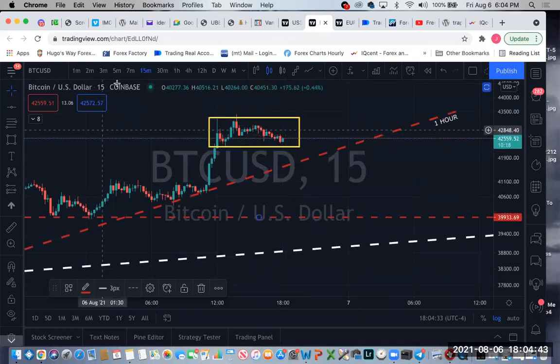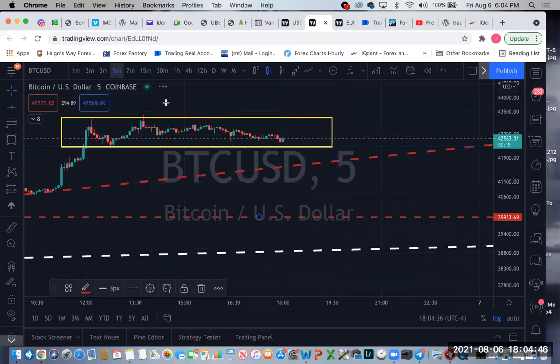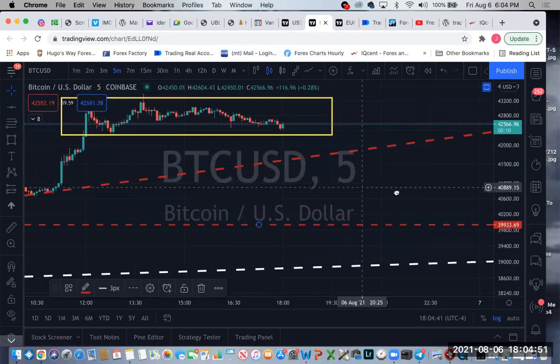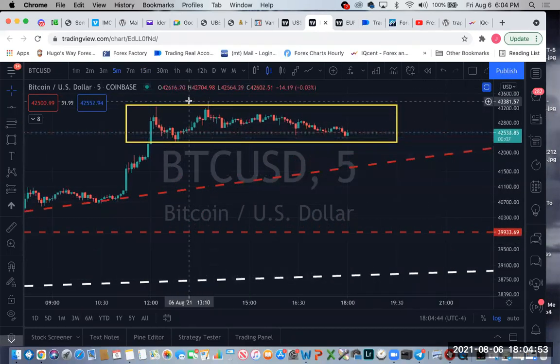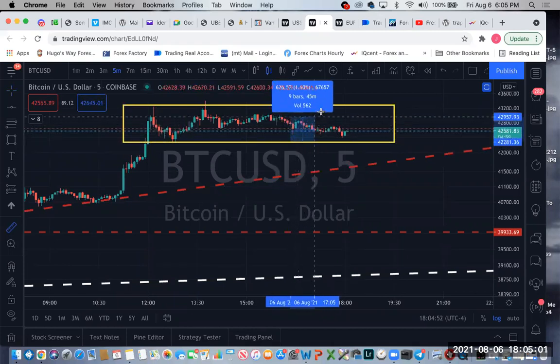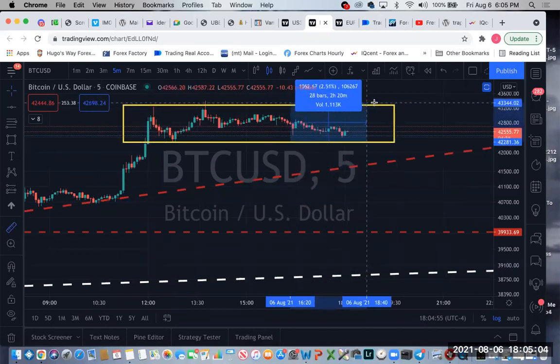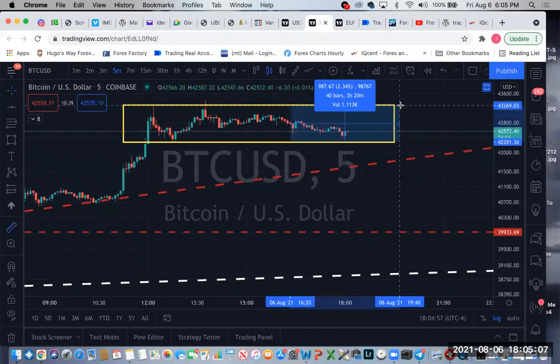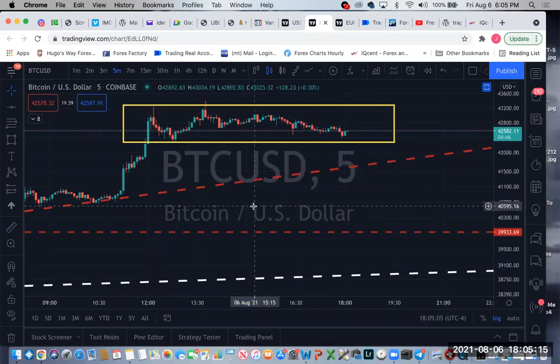So let me see, you can go down to the 5 minute too. You can see on the 5 minute it's still doing the same thing, still consolidating. A lot of consolidation going on. So I wouldn't, maybe within this box. Let me see, that's a lot of pips in there though. 1,000 pips in there. It's a lot. So yeah, that's pretty much how I trade Bitcoin on the weekends and get money.